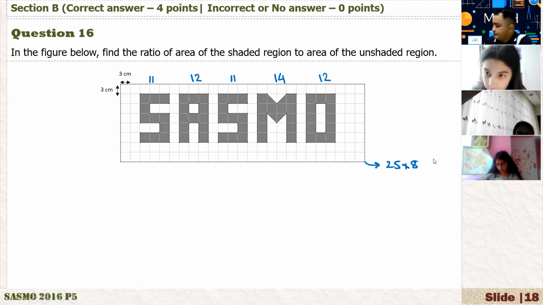Elmira, yes. The question is asking to find the ratio, right? Find the ratio of the area. Okay. Sorry.